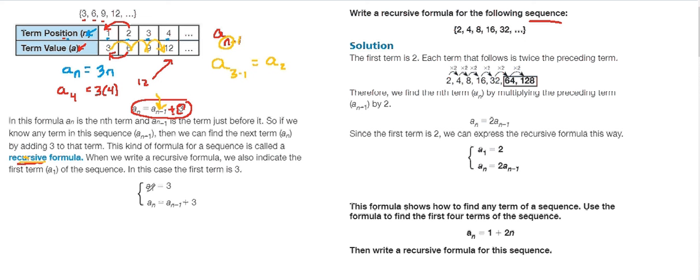Now, to do that, we generally want to have the value of the first term. A1, the first term, the value in the 1 position, is 3. And when we know that, and this, we can find any of them. So if we want to find the 5th number, A of 5 is A of 4 plus 3.